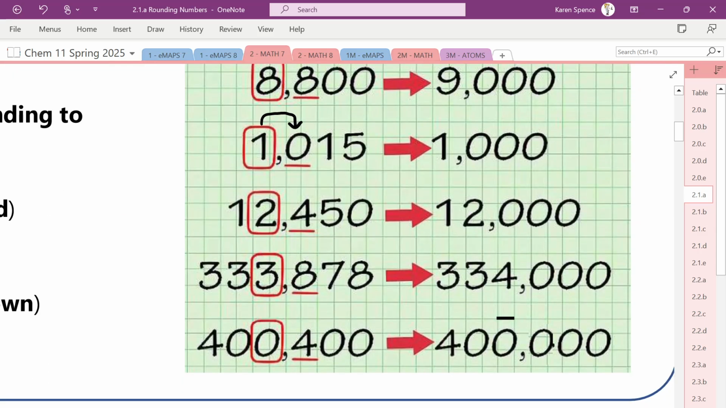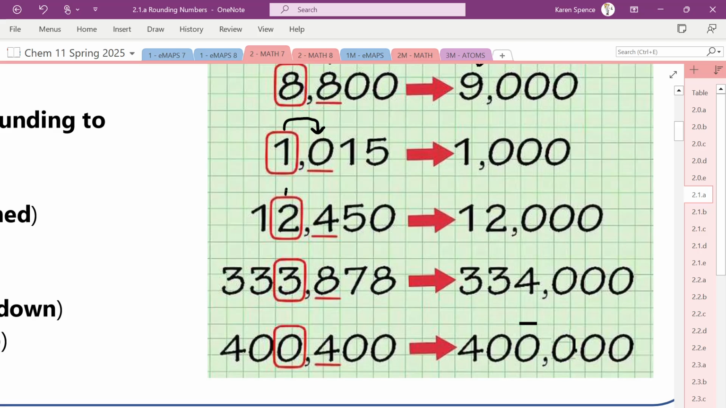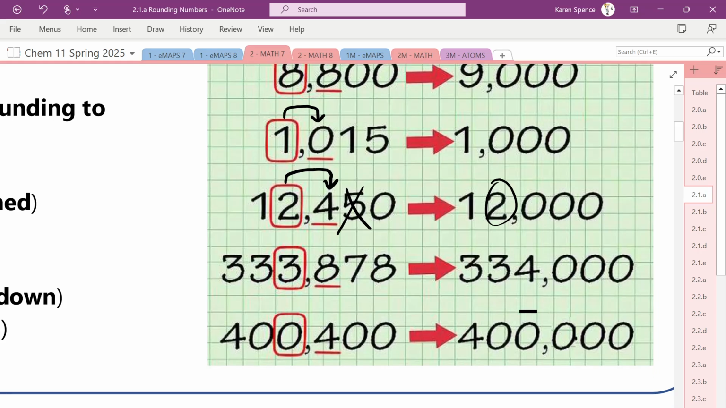Okay? So in this case, we have the 2, we look to the 4, we ignore the 5, we don't care about it because it's somewhere else, okay? And we say that is less than 5, so we round to the 2, okay?